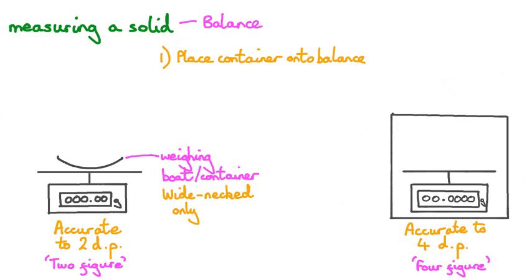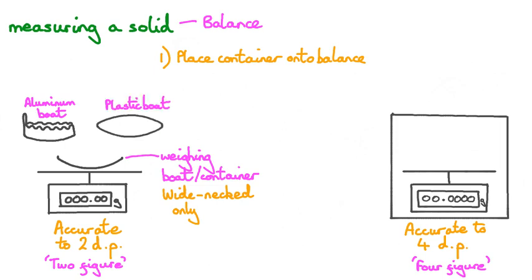Weighing boats are specifically designed for this purpose. You can get aluminium foil boats, for example. These come with a handy tab to carry it with, and are also flexible so that you can bend the boat in order to add your solid to a reaction vessel easily.